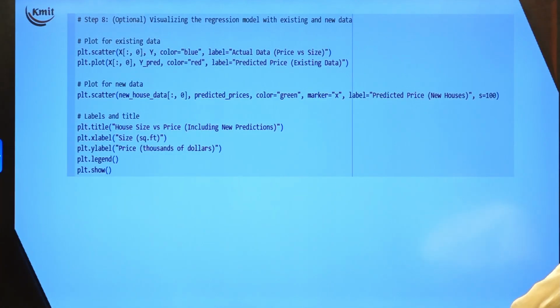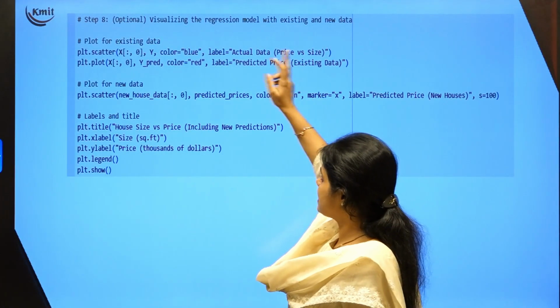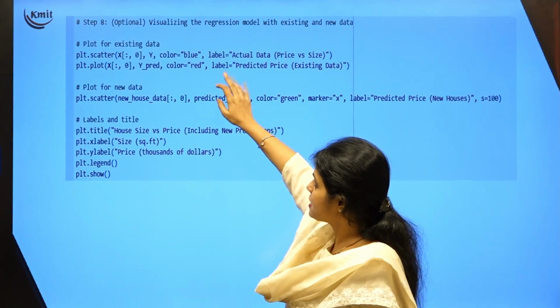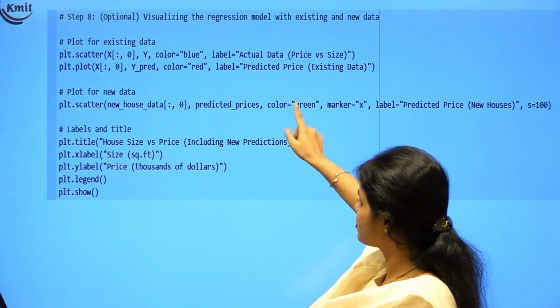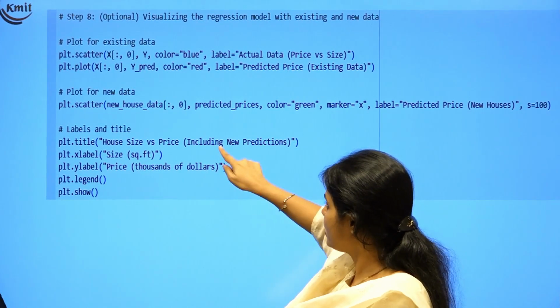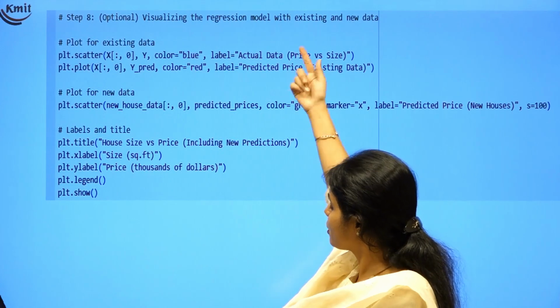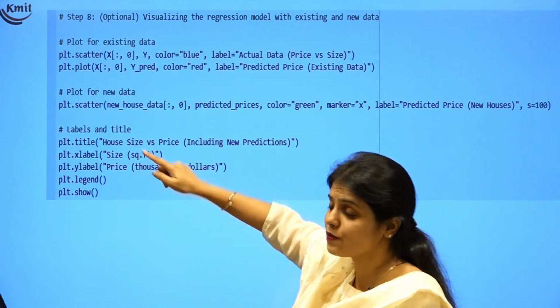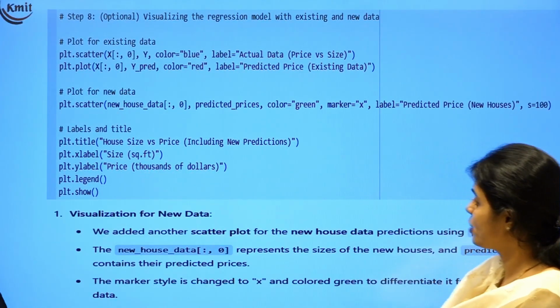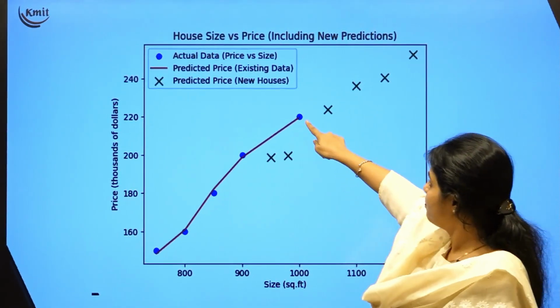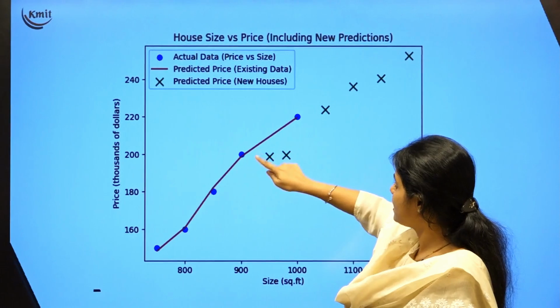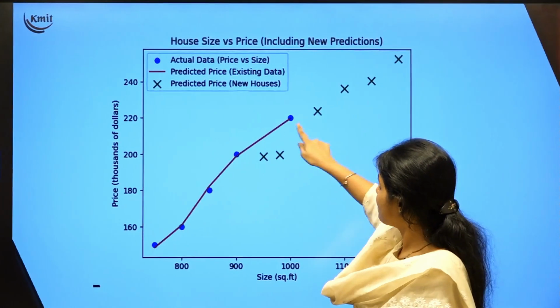I will just display the prices and then go for plotting. For plotting existing data, I use scatter and plot. For new data, again I use green color like how I used in the last session. Now I want to include the predictions for the existing x values and then plot the graph. As you can see in the graph here, the blue dots represent the actual data.